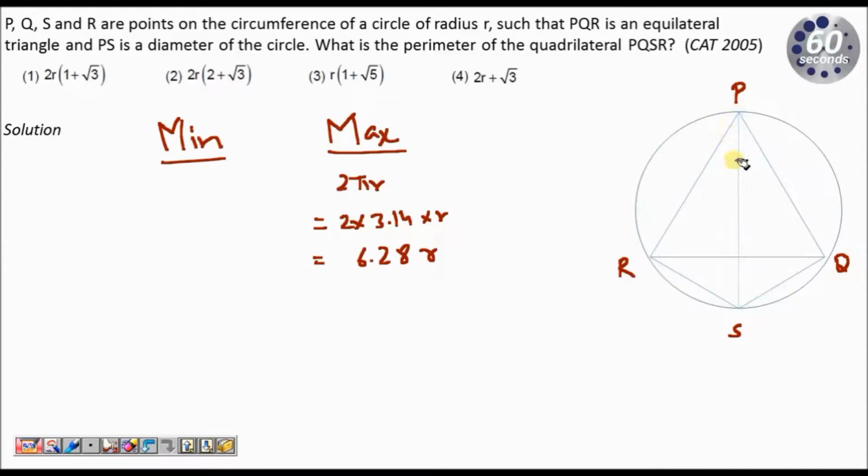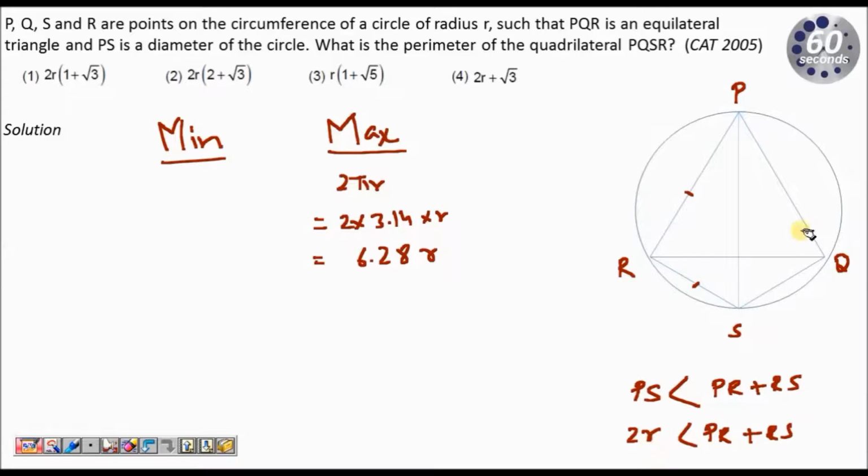Now if I look at the minimum value, let me join this line PS. Can I say the length of PS will definitely be less than the length of PR and RS together? What I am saying is PS will be less than PR plus RS. This is true from the basic condition to form a triangle: the sum of any two sides should be greater than the third side. So if PRS is a triangle, PS must be less than PR plus RS. PS is 2R, the diameter. So 2R is less than PR plus RS.